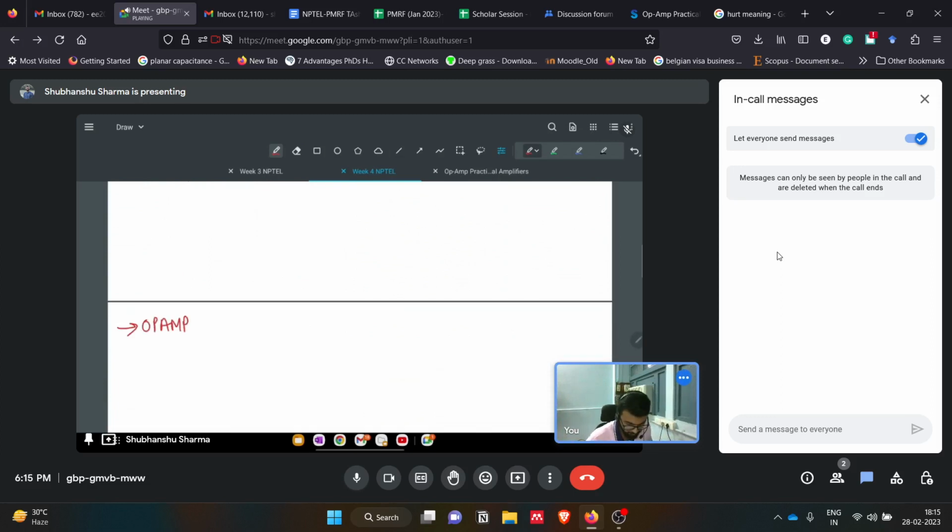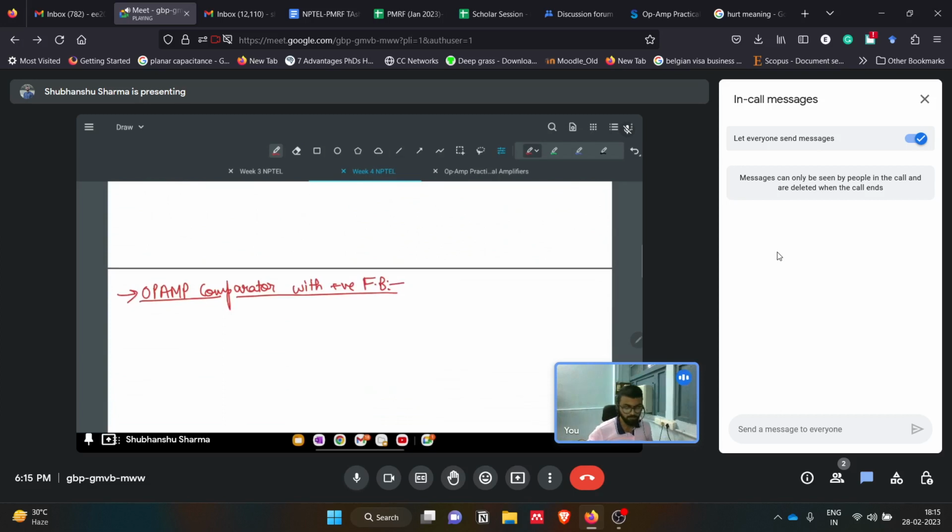So I'll write the heading for you. Op-amp comparators with positive feedback. Now, when we are talking only about theory, we say okay, we can assume things to be idealistic. But when we talk about real life, practical applications, things are not as simple as we see in theory. So what happens?